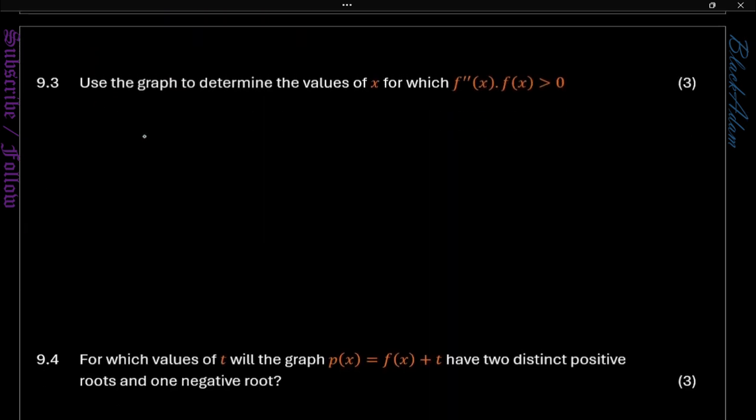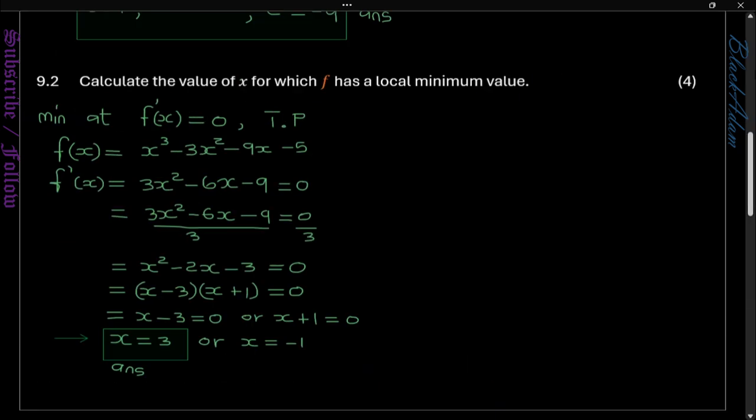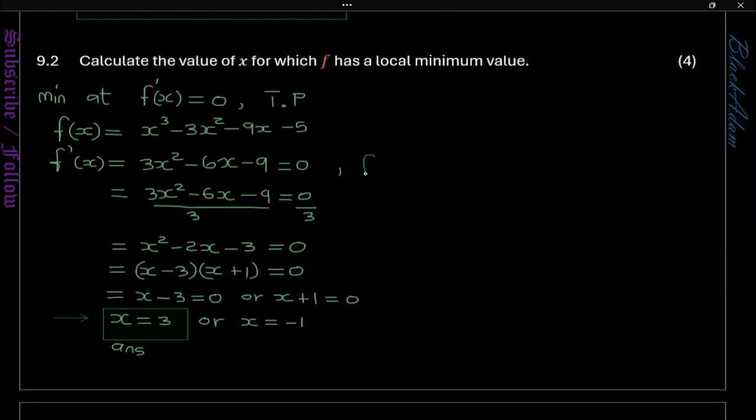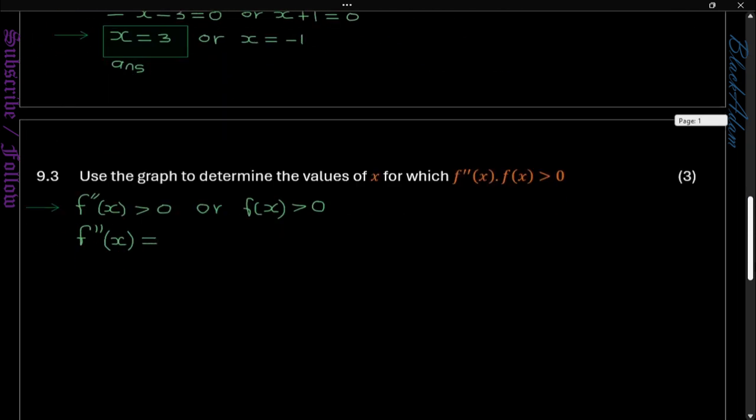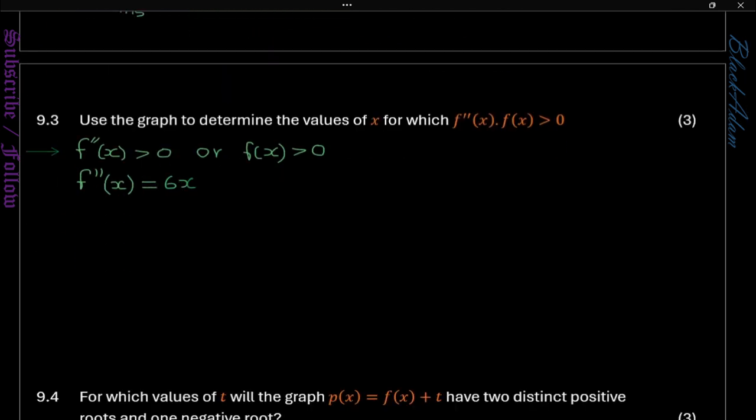The next question requires us to use the graph to determine values of x for which the second derivative will give us a value of greater than 0. So the second derivative is greater than 0, or we have the function itself, the graph, greater than 0. Remember that we already have the first derivative equation, which is that one there. So the second derivative is going to be 6x minus 6. So second derivative 6x minus 6 is greater than 0.